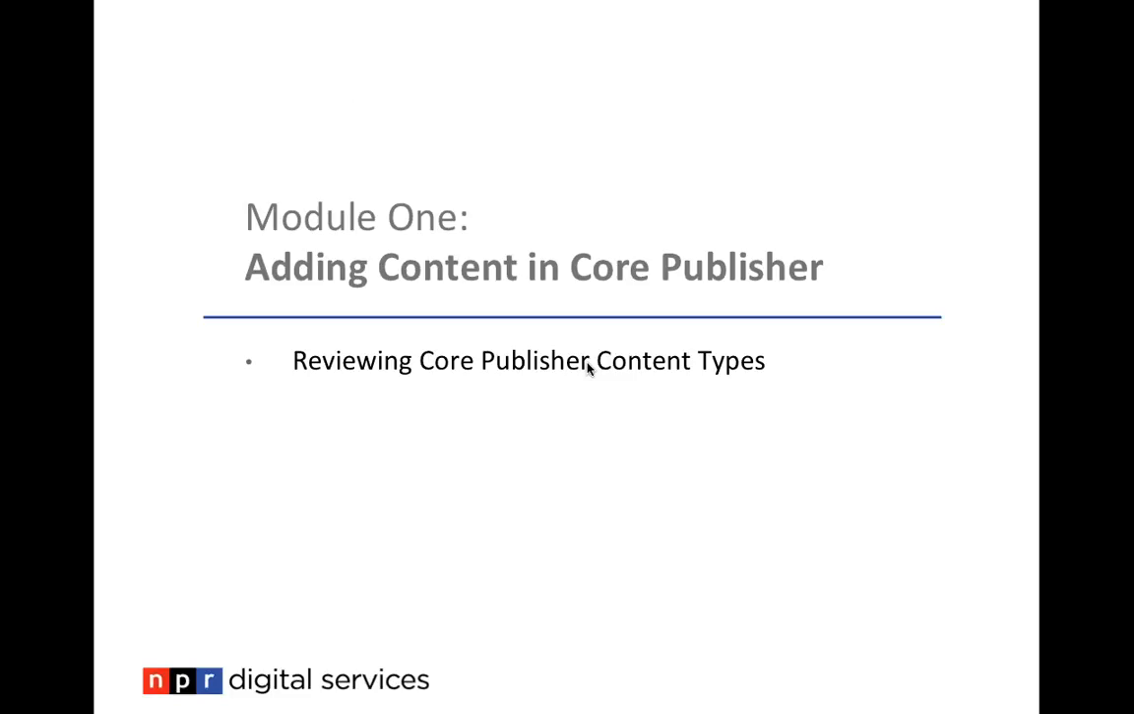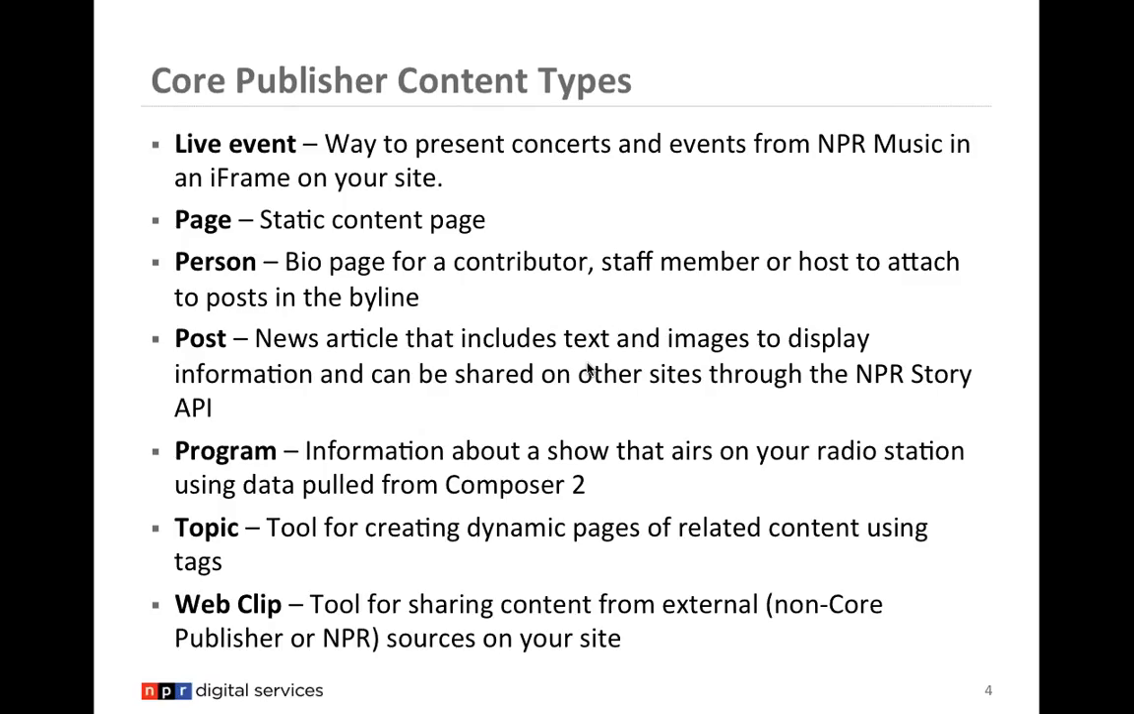We're going to talk in this module just about the Core Publisher content types that you'll have access to. So there are 7 main content types that you will be creating in Core Publisher, and we're going to talk about each of these as we go throughout our next weeks of training. The first is a music live event, or a live event. A live event is a way to present concerts or NPR music content in an iframe on your site.